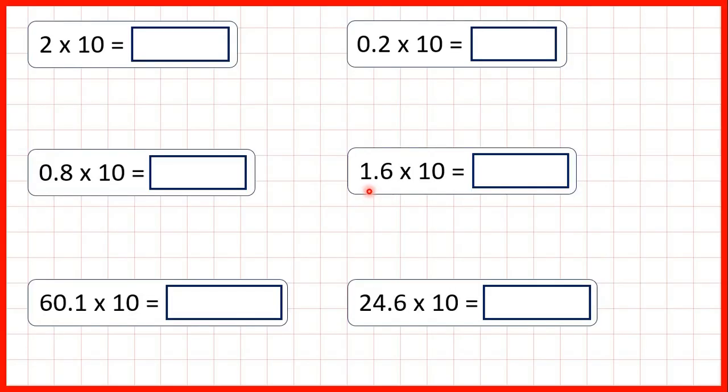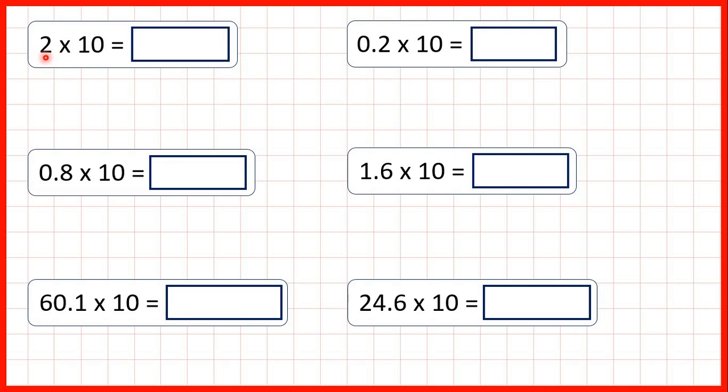Now we're going to learn how to multiply decimals by 10. But first, let's think about multiplying whole numbers by 10. So our first question is 2 times 10. We know that the answer's 20, and you might have been told that if you're multiplying a whole number by 10, you can just put a 0 on the end. That works for whole numbers, but it doesn't work for decimals.